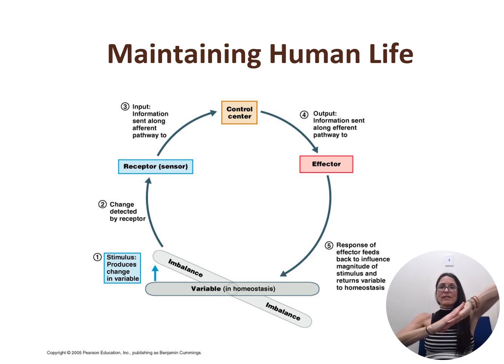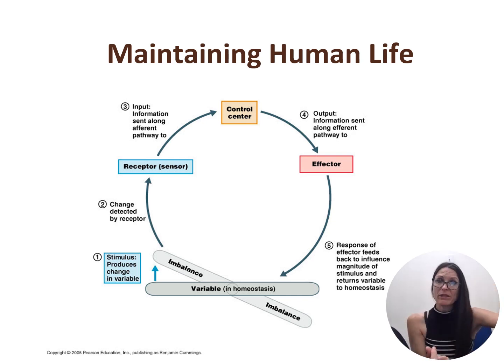So this offset of that balance is when the body comes out of homeostasis. That is driven by the stimulus. And then you have the change that's detected by those sensory receptors that I talked about. And then you have the input information that goes to the control center, which is your brain, point of integration. Then you have the output information, brain telling muscles what to do. And then you have the response of the effector, which is the muscle actually doing what the brain tells it to do. That's the response, okay?